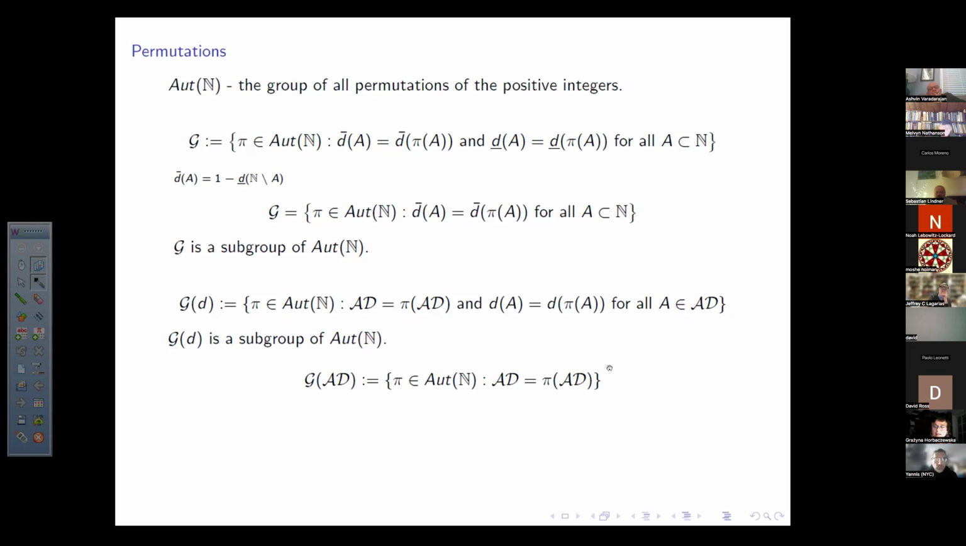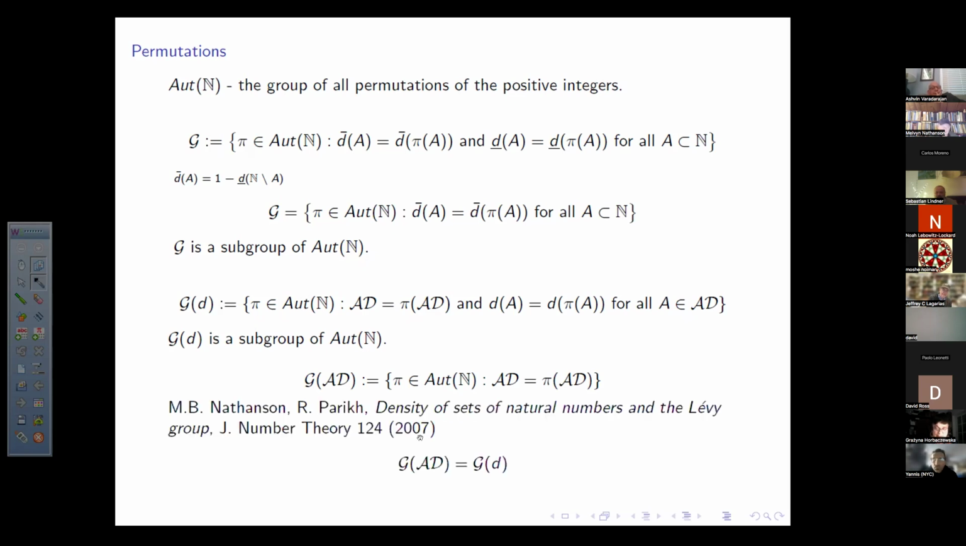Okay. When we get rid of this condition, we can denote this family by that. And now it comes to the reason I think I'm here, because in the beautiful paper written by Professor Nathanson and Professor Parikh, under this title, Density of Sets of Natural Numbers and the Levy Group, in Journal of Number Theory, there is a result which is as follows. So we can get rid of this equation and we receive this condition, and we receive the same family here.